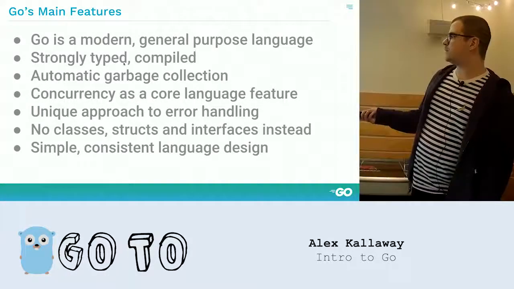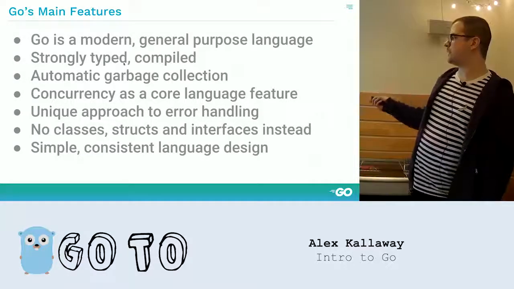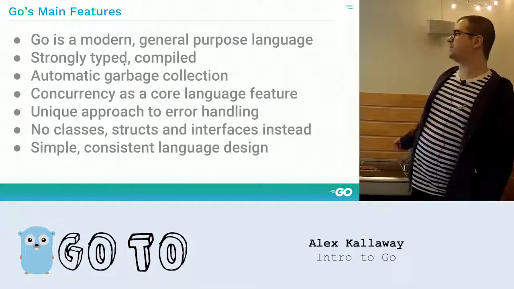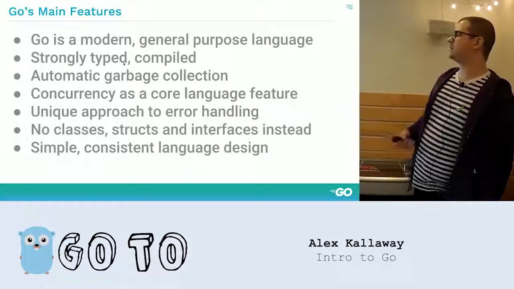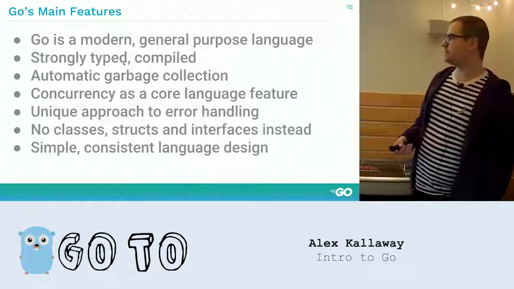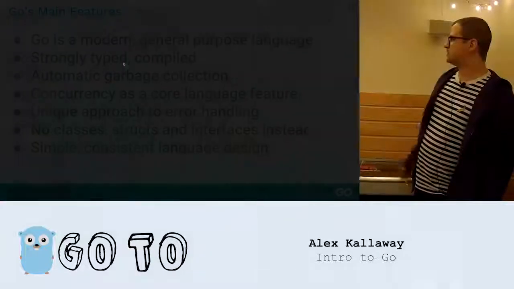Concurrency is a core language feature. There's a unique approach to error handling that we will see in some code examples. There are no classes. There are structs and interfaces instead. We're going to see examples of structs, but not interfaces. And it's simple and consistent.